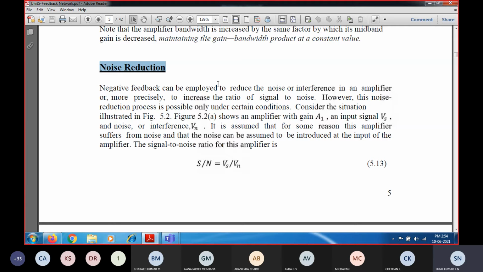When noise and signal both are present in the given signal, if you increase the signal strength, then obviously that is nothing but improving the signal to noise ratio, that is, improving the signal quantity with respect to noise. So negative feedback can be employed to reduce the noise or interference in the amplifier. When you employ negative feedback, the noise is going to get reduced, and for that we are going to prove it now.